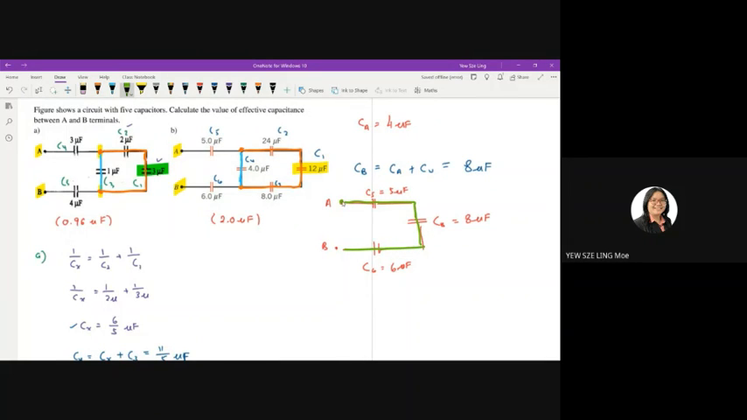The next junctions will be the terminals straight away. So the three of them are connected in series. Therefore, 1 over C equivalent, or C effective, equals 1 over C5 plus 1 over C6 plus 1 over CB. So C equivalent is now equal to 2.0 microfarad. That is how you solve it.